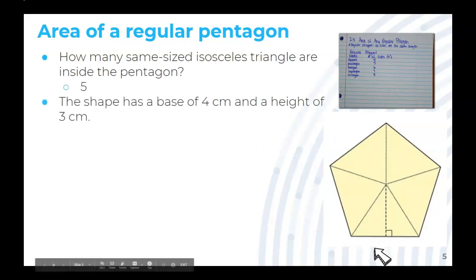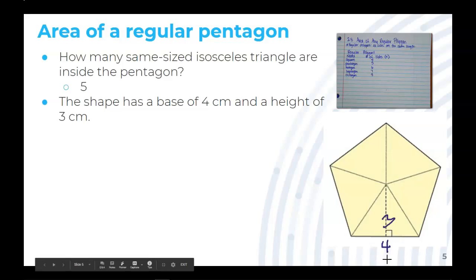The shape has a base of 4 centimeters and a height of 3. So I've got my base of 4 right here. I've got my base of 4 drawn in and my height of 3.